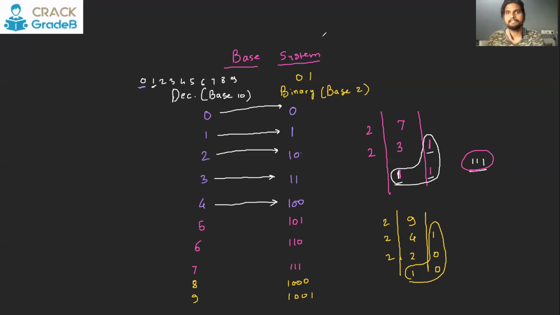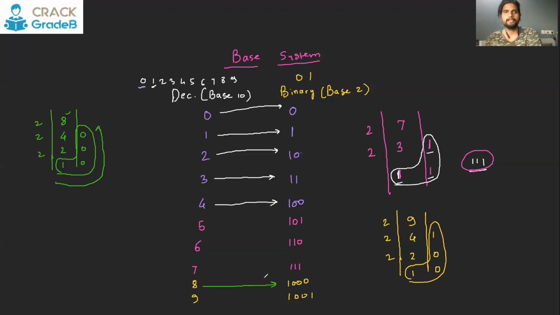Now let's check quickly as a revision for 8 as well. If you divide 8 by 2, it goes 4 times and the remainder is 0. When you divide 4 by 2, the quotient is 2 and the remainder is 0. When you divide 2 by 2, the quotient is 1 and the remainder is 0. Once the quotient is 1, you write in this form from here to here. So 1000 is the code for 8, as you can see here. So this is how you convert a decimal number into binary.